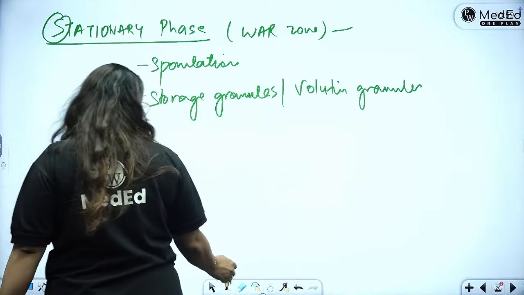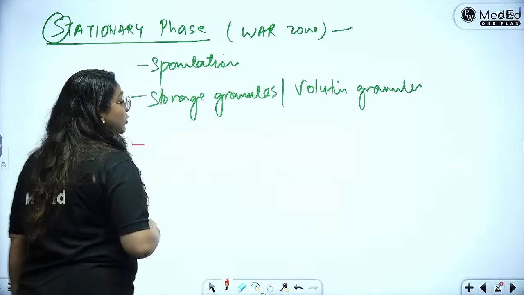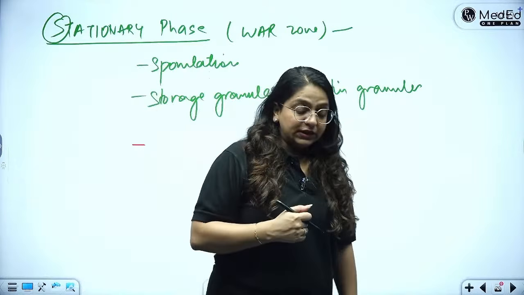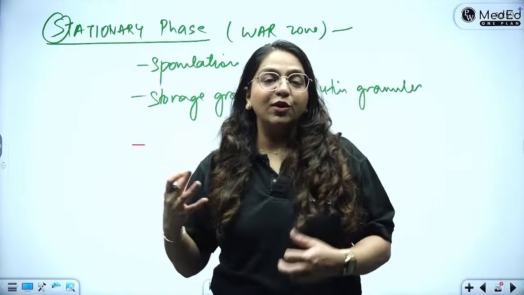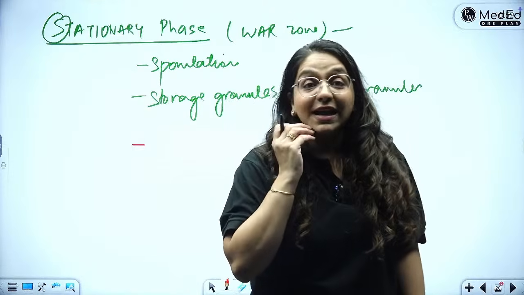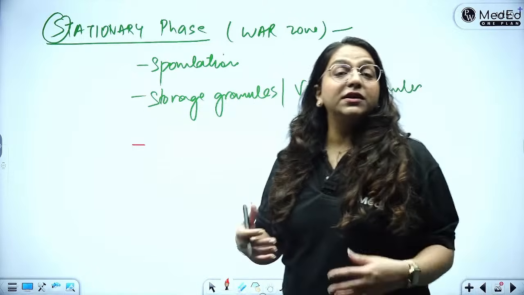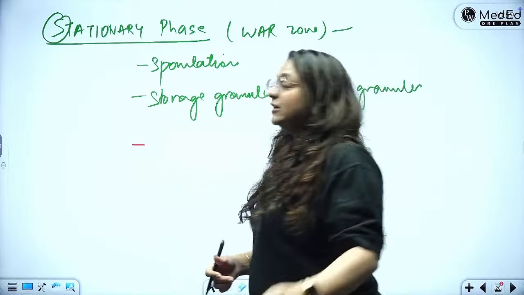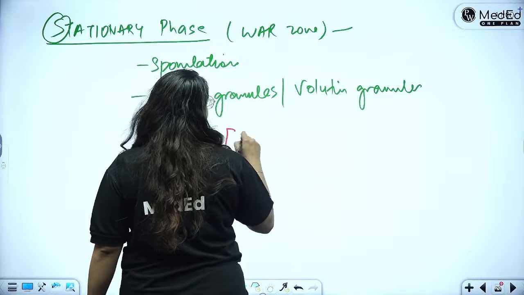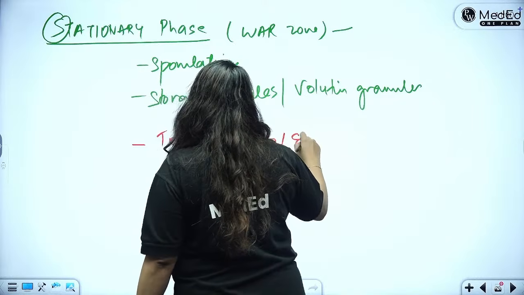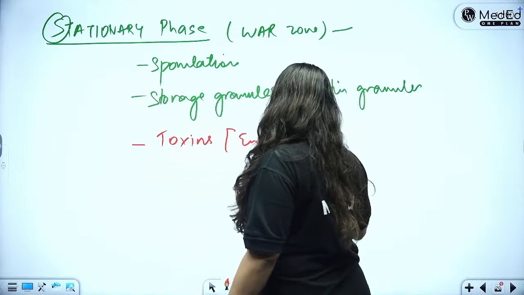Then you have the fighters, the guys which put up a fight. So how are they going to fight? They're going to fight with missiles and arrows and guns. Yes. So what are these missiles and arrows and guns and bombs? The suicide bomb and the missiles, the toxins. So all the toxins are produced in this phase. Both endotoxin as well as exotoxin are produced in the stationary phase by the bacteria.